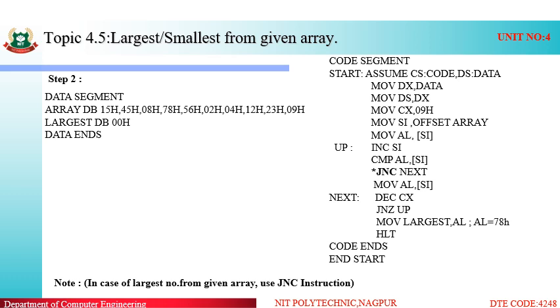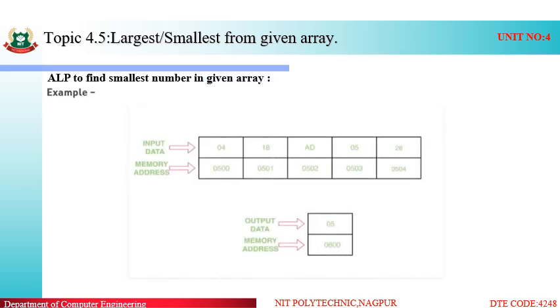We have to find the smallest, so in that case we have to use JC. In case of largest we have to use JNC. The same case is applied here. Suppose an array contains 5 elements. In that we have to find the smallest element, that is 04H. So the output should be 04, not 05.